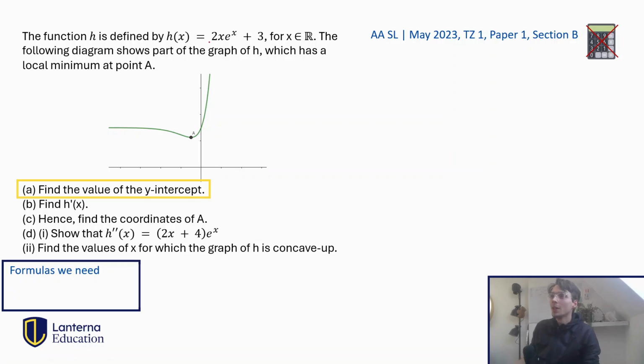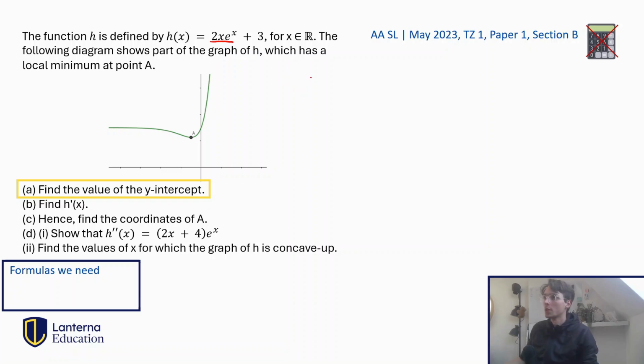So we've got a function h that has been defined with something with e. I feel like anything with e always scares people. Just remember, e is just a number. It can't hurt you, I promise. It's just 2.71 something. And we need to start by finding the value of the y-intercept.